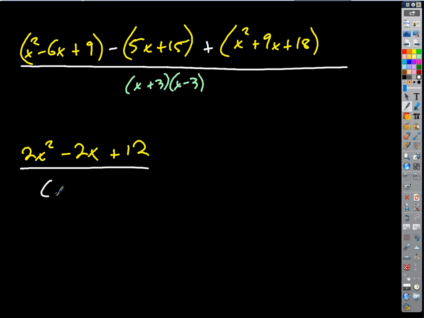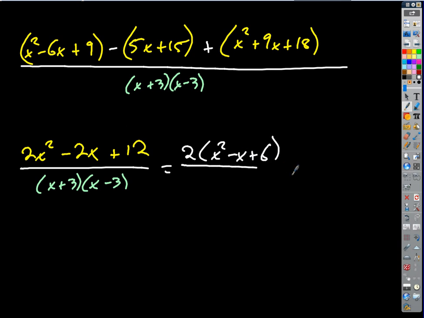If I multiply the bottom out, what do I get? x squared minus... Well, actually, what am I doing here? We don't want to do that. We want to leave it factored if we can. So we get x plus 3 times x minus 3. On the top, can I factor anything out? 2. Leaving me with x squared minus x plus 6, right?